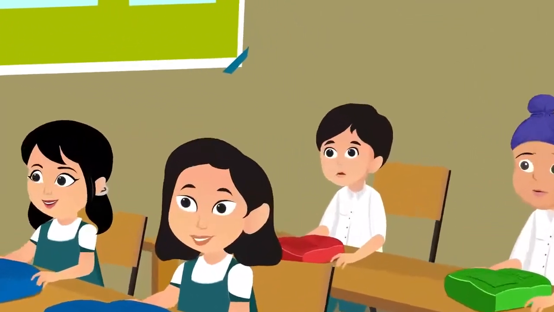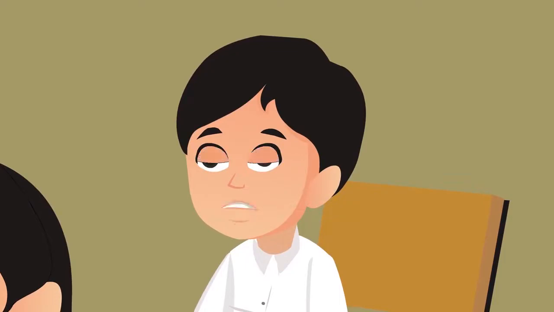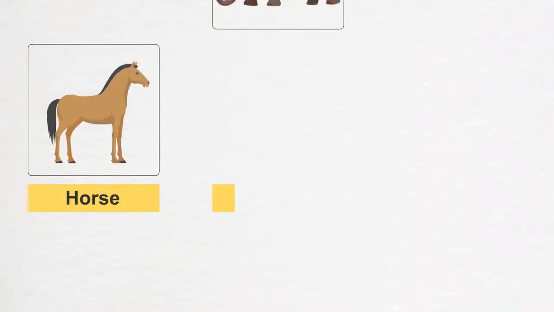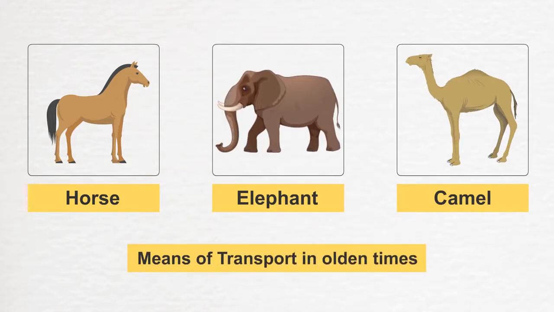Ma'am, all these modes of transport did not exist in old times. Did humans walk to every place at that time? Good question. In ancient times, vehicles like car, bus, and auto, of course, did not exist. It would take a long time even to cover short distances. So human beings used animals as means of transport. They rode on horses, elephants, and camels to cover distances. These animals are used till date to go from here to there.